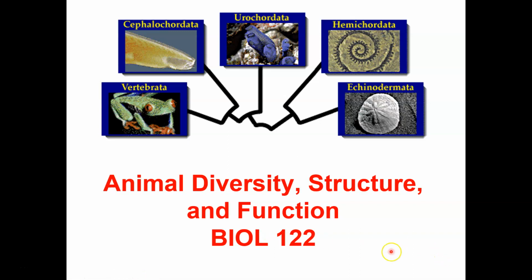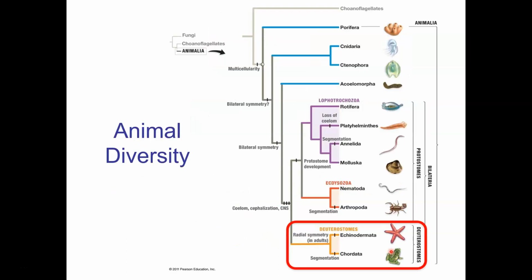We are continuing on. We finished talking about protostomes and now we are moving on to talk about animal diversity, their form and function with respect to deuterostomes. And as you can see in the cladogram, we are at a very derived clade, and over here you are looking at more basal clades, right?